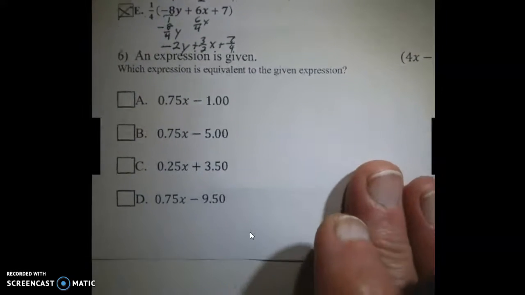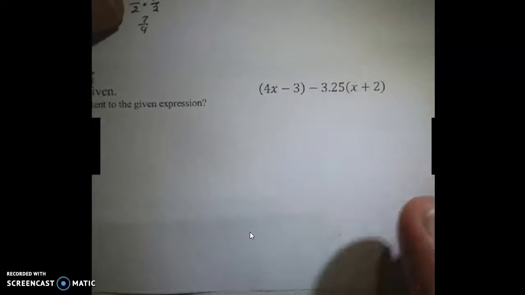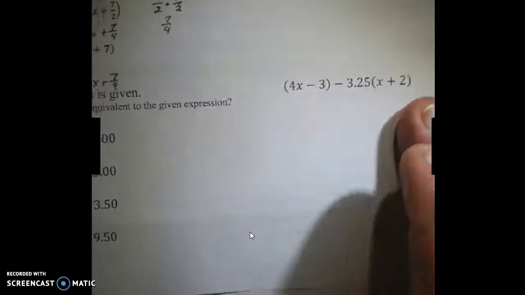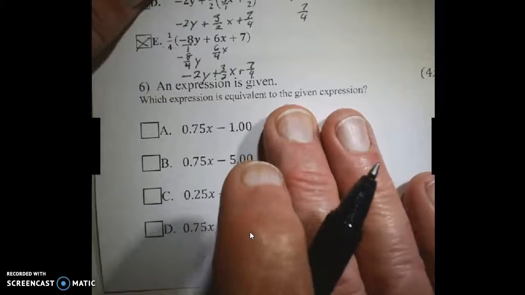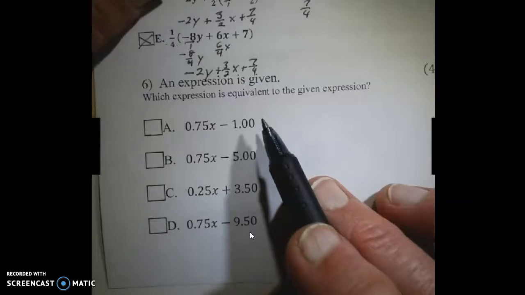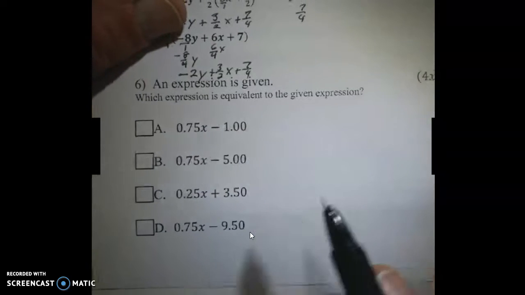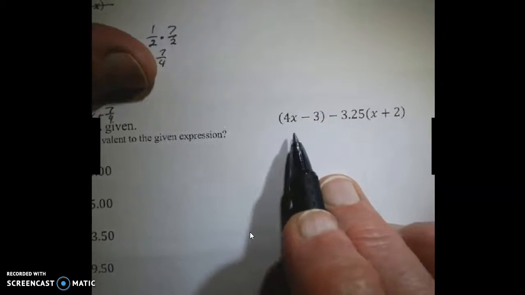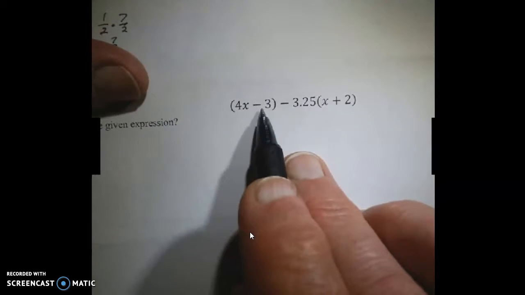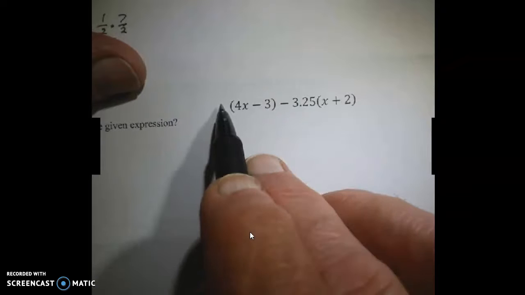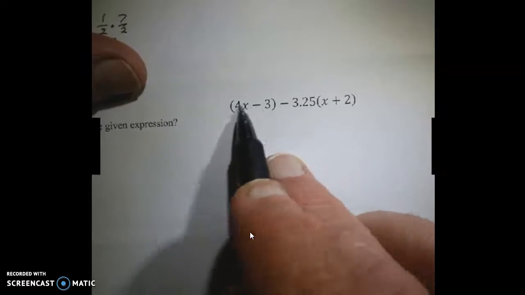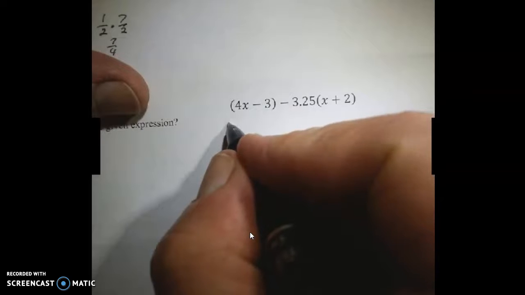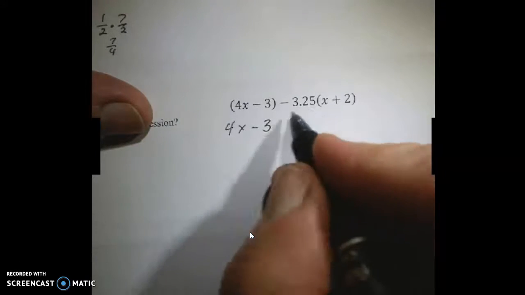Problem 6 now is slightly different. They give us this expression and ask which expression is equivalent to it. Looking at the answers, these are all simplified, whereas the problem we're given is not simplified. So the main thing is to simplify this and see which one of those matches. This first parentheses doesn't really mean much. There's no number out in front. If you wanted to put a number here, you could put a 1. 1 times all of this is just going to be 4x minus 3. That's not going to change.